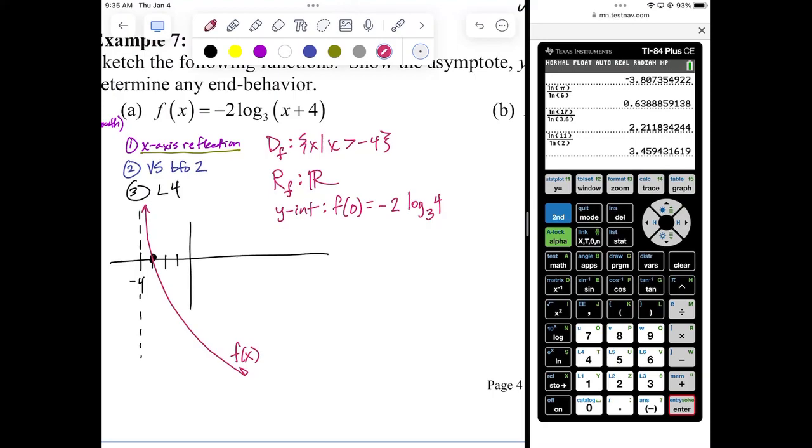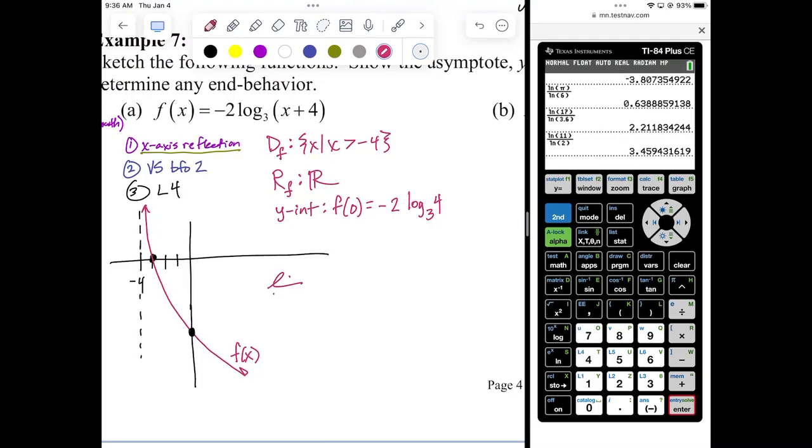Log base 3 of 4 is about what? It's between which two integers? It's between 1 and 2, right? Because 3 to the first is 3, which is too small. 3 to the second is 9, which is too big. So log base 3 of 4 is 1 point something. 1 point something times -2 is -2 point something. Is that what we have on our graph? Is it some negative number? Yeah. So we're just going to leave it as -2 log base 3 of 4. That's the exact answer.